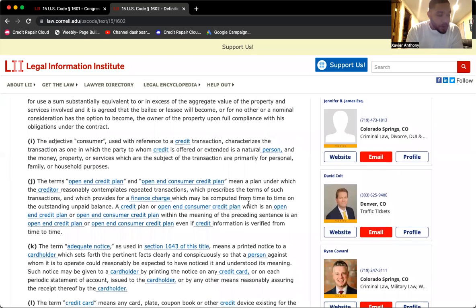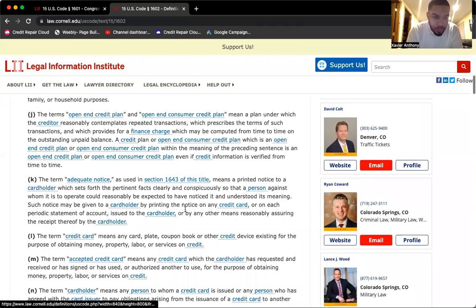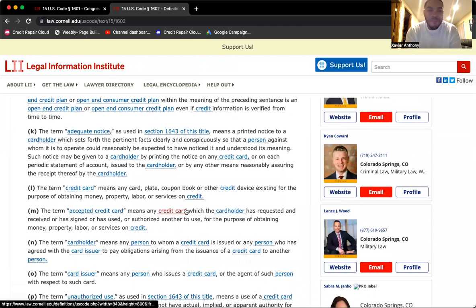All right, first, we're going to stop. No, we're going to go straight to L. Let's go straight to L. Credit card. A very important paragraph. You should remember where it's at and how to get to it. 15 USC 1602, paragraph L.